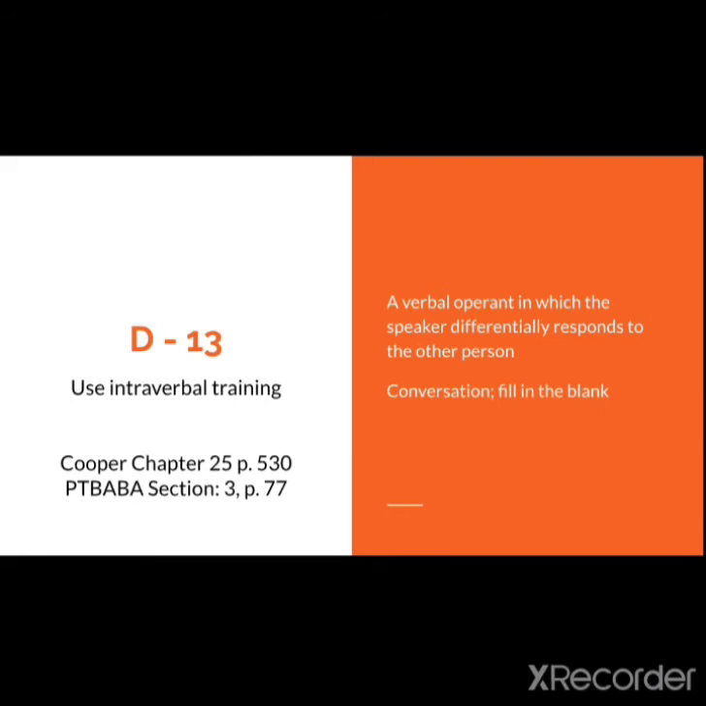Then we have intraverbal training, D-13. This is a verbal operant in which the speaker differentially responds to the verbal behavior of other persons. So it typically has conversations or fill in the blanks, such as twinkle, twinkle, and then they say little star, and it ends with a conditioned reinforcer, so a generalized conditioned reinforcer, saying good job. Intraverbal training does not have point-to-point or formal similarity.